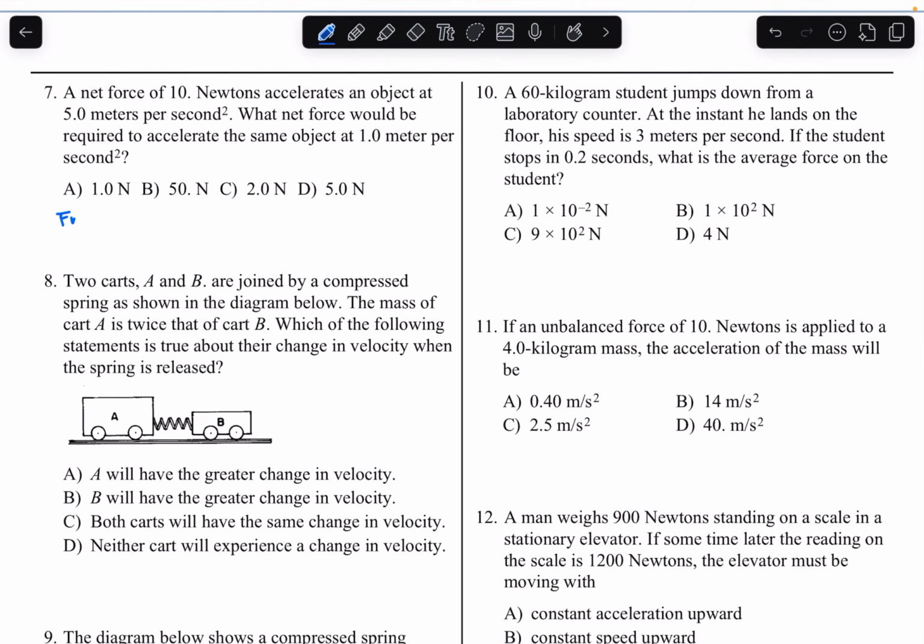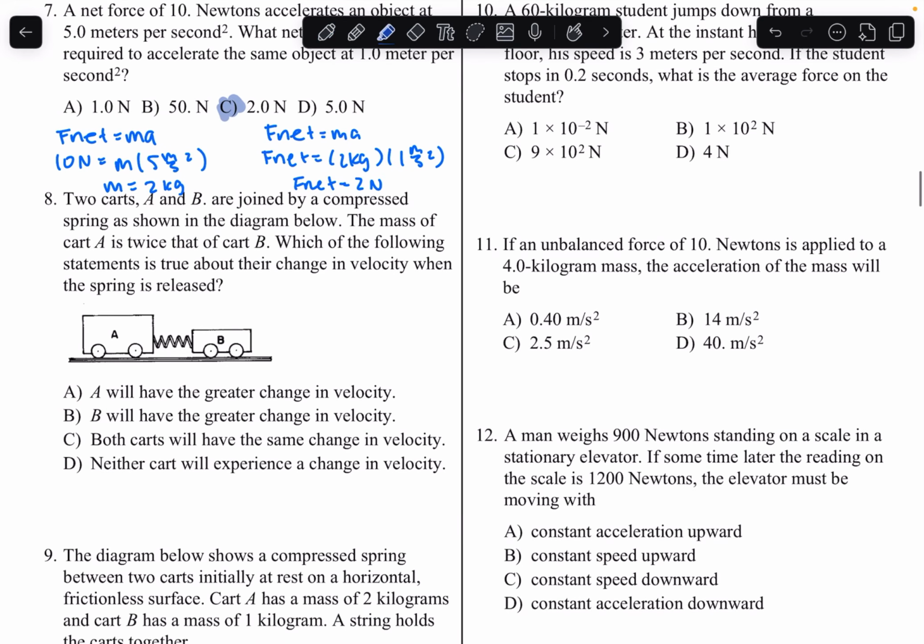So F net equals ma. Let's plug in. So 10 newtons is equal to mass, which we were trying to find, times 5 meters per second squared. This tells us that mass equals 2 kilograms. So now we plug back in, but with an acceleration of 1 meter per second squared. So F net equals 2 kilograms times 1 meter per second squared. And that means it's an F net of 2 newtons. So that's choice C.